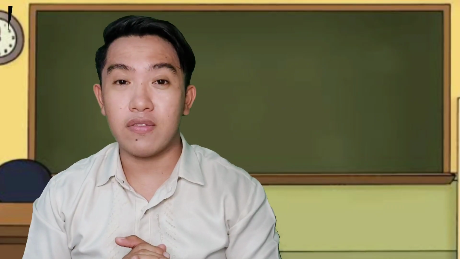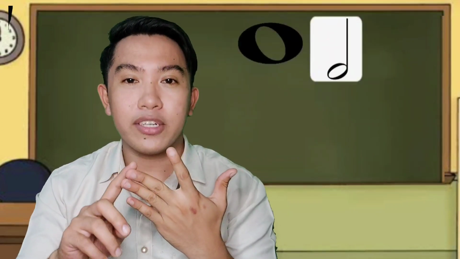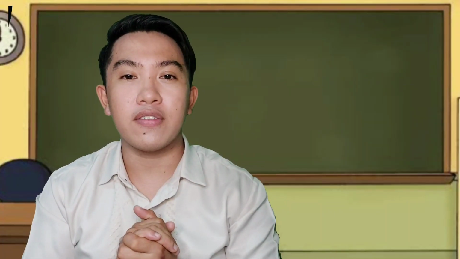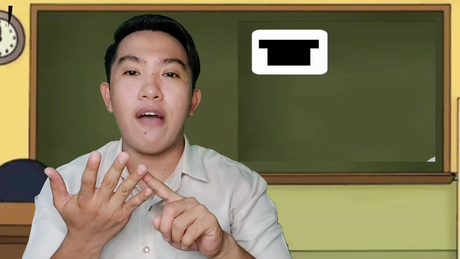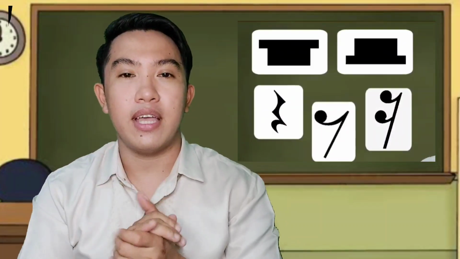What are the different kinds of notes and rests? The different kinds of notes are whole note, half note, quarter note, eighth note, and 16th note. While the different kinds of rest are whole rest, half rest, quarter rest, eighth rest, and 16th rest. And that is our lesson for today. I hope you learned something from it.